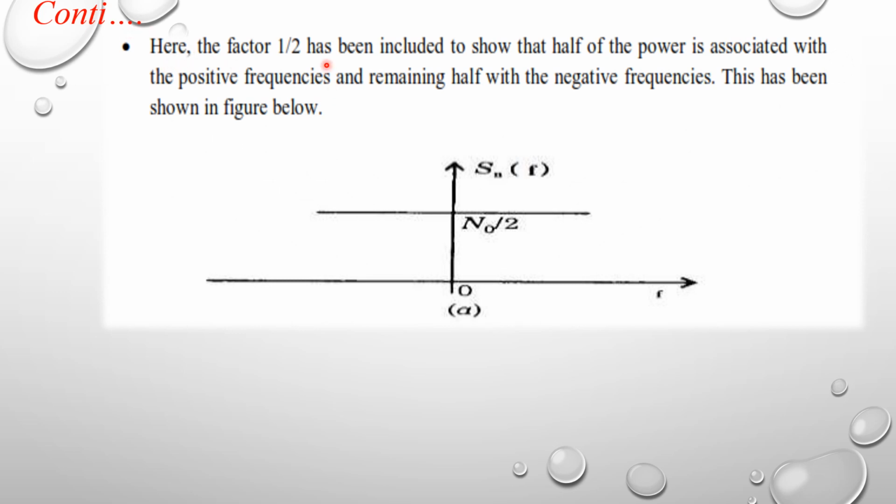Here, the factor 1/2 has been included to show that half of the power is associated with the positive frequencies and the remaining half with the negative frequencies. This has been shown in this figure. So this is a power spectrum density diagram. This is N0/2. Half is associated with the positive and the other half with the negative. So N0/2 indicates the spectrum density.